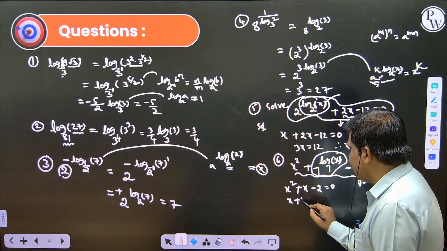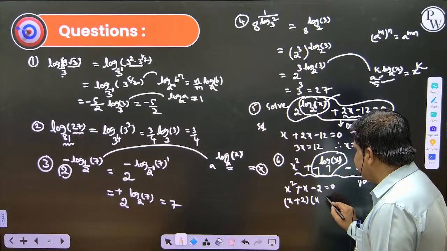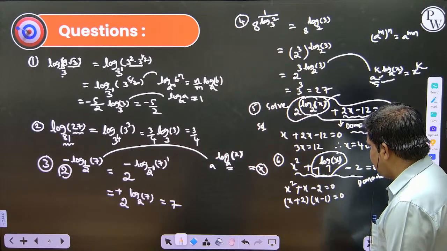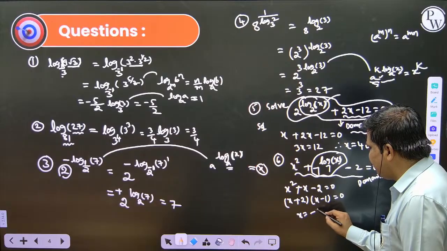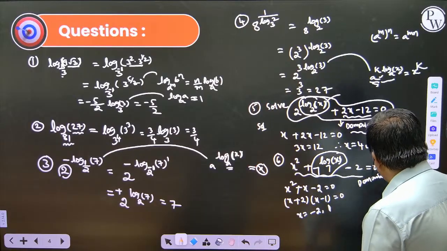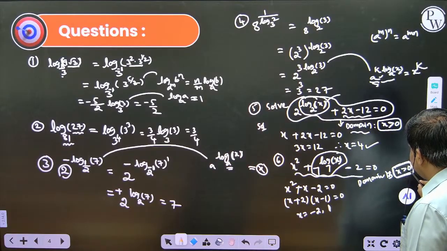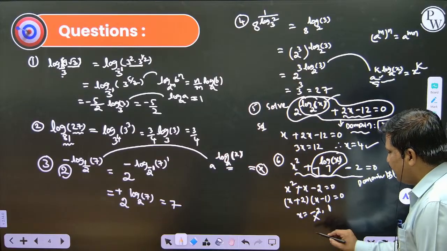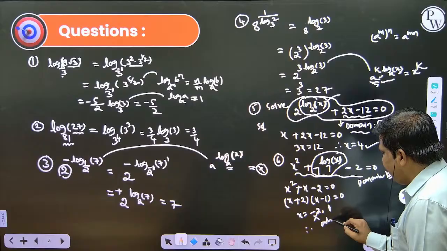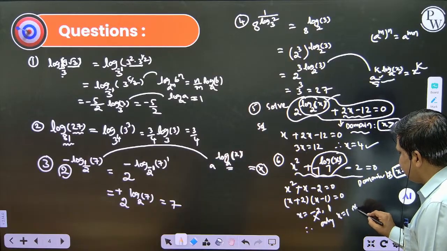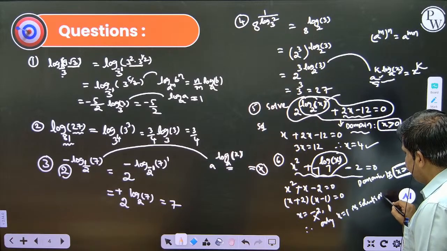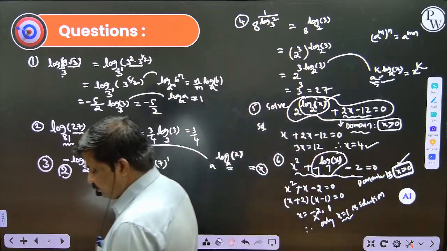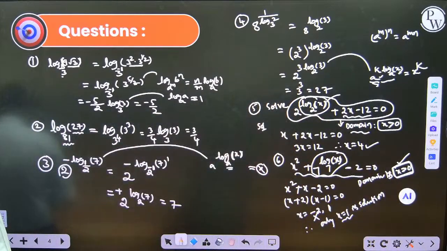x plus 2 into x minus 1 is equal to 0. So that gives x is equal to minus 2 comma 1. But your domain is x greater than 0. That means minus 2 is never considered. Therefore, only x is equal to 1 is the solution. Why? Because x is equal to 1 is positive, and x is equal to minus 2 is negative. Right?